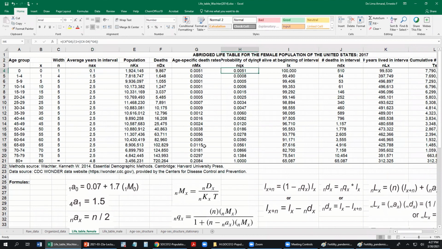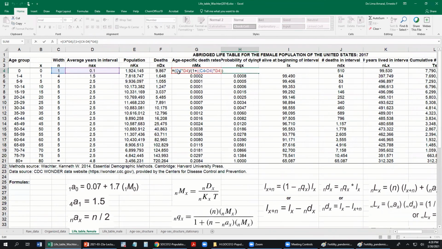The mortality probability. The mortality rate is the number of deaths divided by the population in that specific time. To calculate the mortality probability, we implement this formula here. That's the transformation from a rate to a probability. We get information on the width, the mortality rate, and the average years in the interval. These formulas can vary from textbook to textbook, so this is just the implementation of that formula.